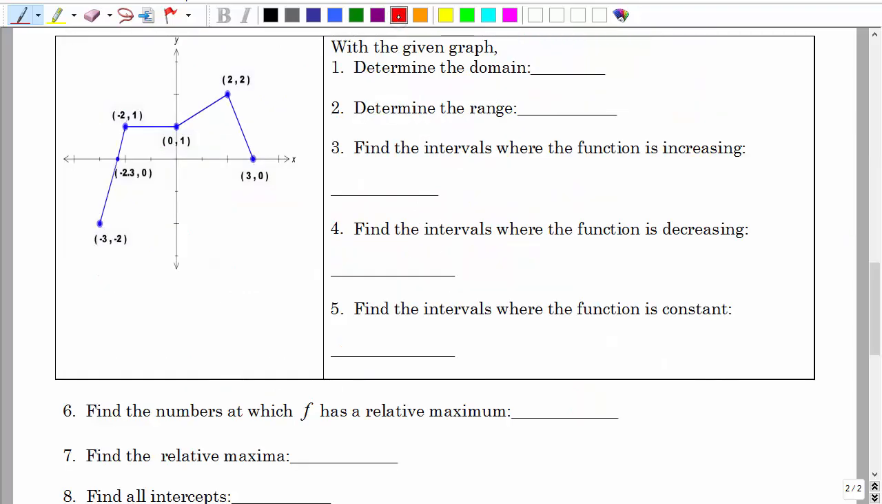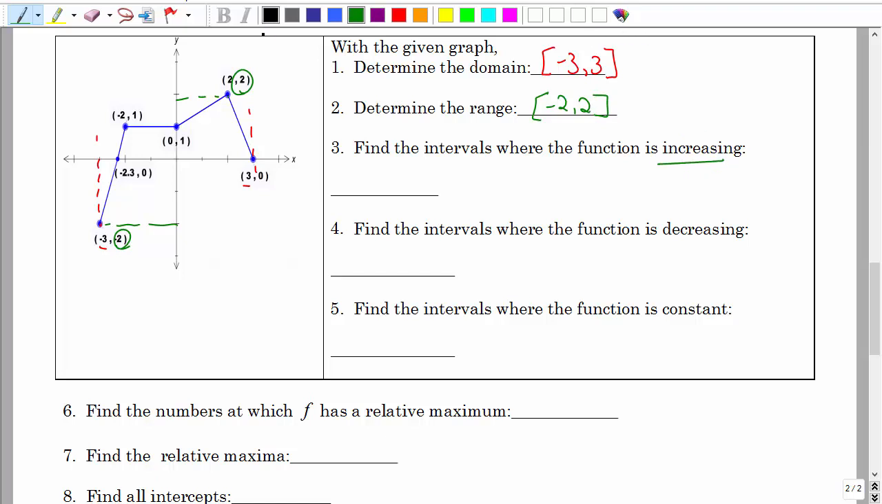Alright, so we're going to determine the domain from left to right. This doesn't have any arrows. It's kind of a little bit simpler graph. So we go from left to right, and we're looking at the x values. So we go from -3 to +3. Range, the low to the high, and we want to look at those y values, and we're going to go from -2 to 2.